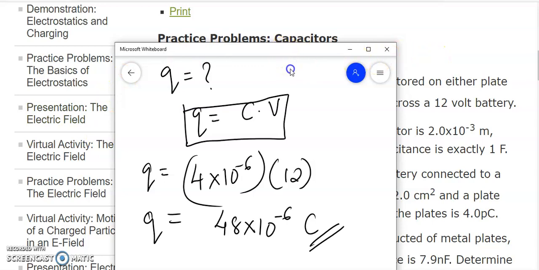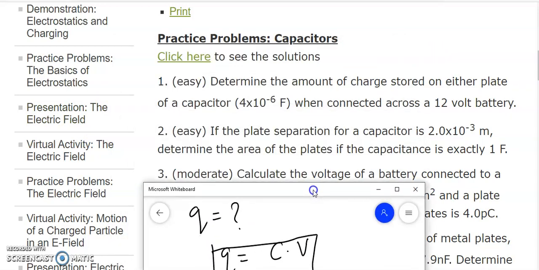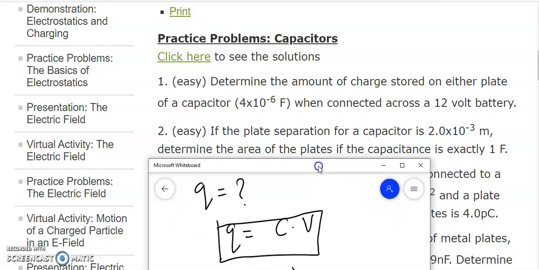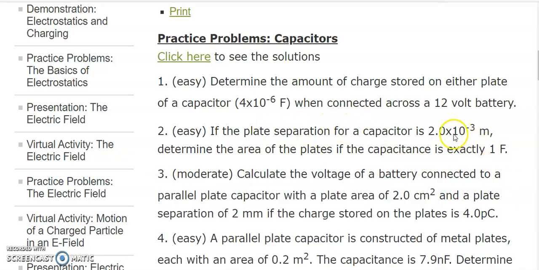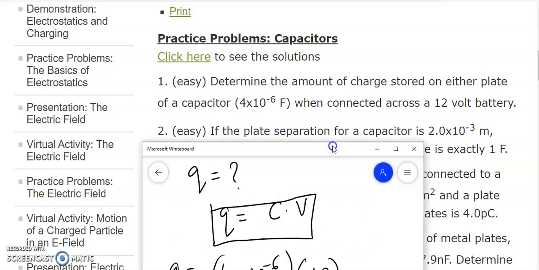Now let's move on to the next one, which is: if the plate separation for a capacitor is 2 into 10 raised to minus 3, determine the area of the plate if the capacitance is exactly 1 farad. So we know that the capacitance is 1 farad, and the plate separation, which means the distance between the two plates, is 2.0 into 10 raised to minus 3 meters. And then it's asking you to calculate the area of the plates. So let's start doing this now.